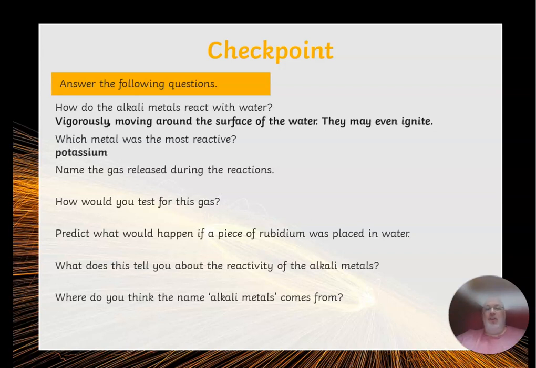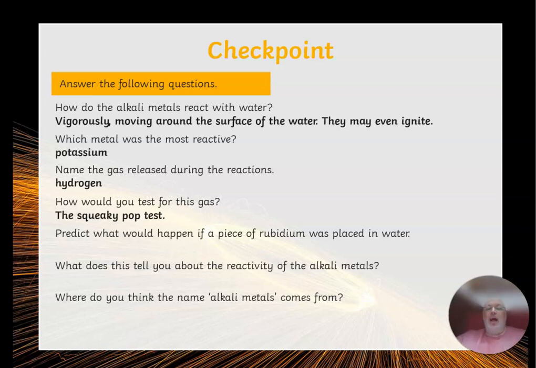Name the gas released during these reactions. Well, let's think back to what we were doing before. Acid plus metal gives us salt plus hydrogen. Water here is acting like a sort of acid, and so the gas that's released in this reaction again is hydrogen. And hopefully, the next question you are shouting at your screen: squeaky pop. So the hydrogen will burn with a squeaky pop. As I've said to you before, that's what they're looking for. Everybody knows what you mean when you write the squeaky pop test.